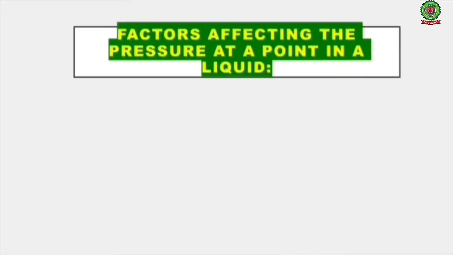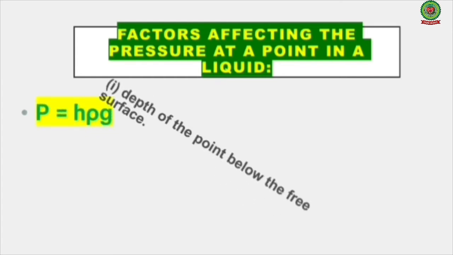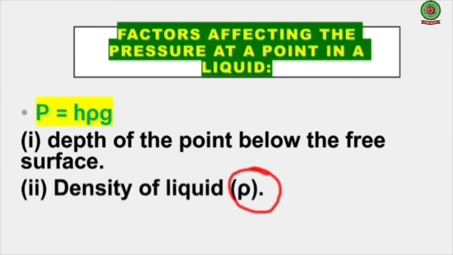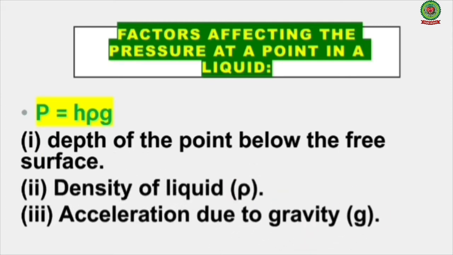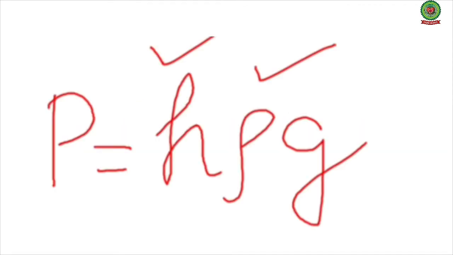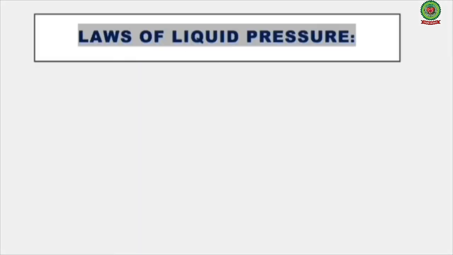Now let's discuss the factors affecting the pressure at a point in a liquid. Students, we know that P equal to h rho g, where h is the depth of the point below the free surface, rho is the density of the liquid, and g is acceleration due to gravity. At a particular place on Earth's surface, g is constant. Therefore, P depends upon density and the depth of the liquid.